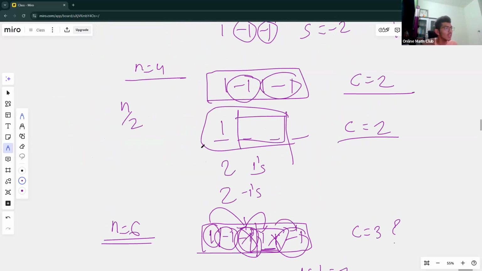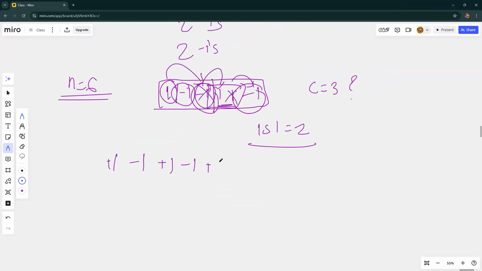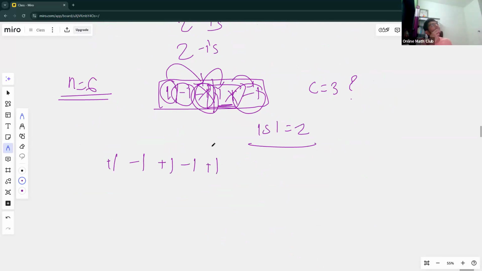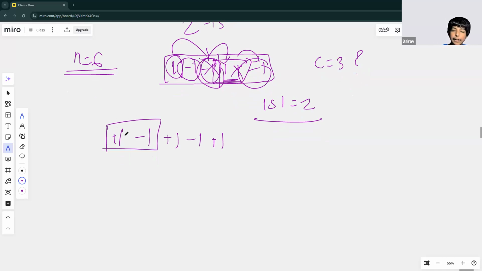One of the ideas was, what about this sequence? Plus 1, minus 1, plus 1, minus 1. Why don't we use blocks of 3? Yes, that's one good idea. What about blocks of 3? Do you think that will be the maximum construction? Not necessarily. We could have blocks of two alternating with blocks of one, and then we can have two copies of that.